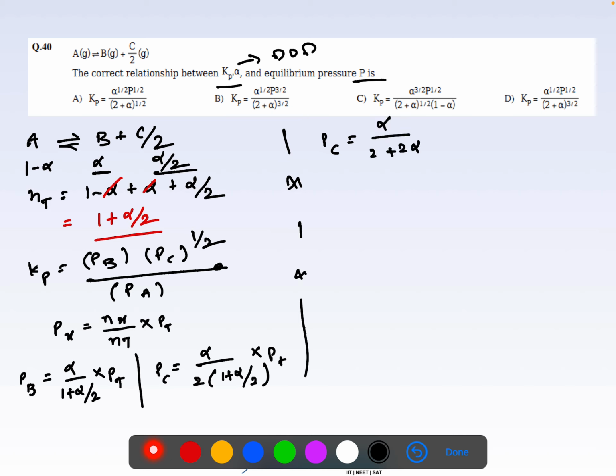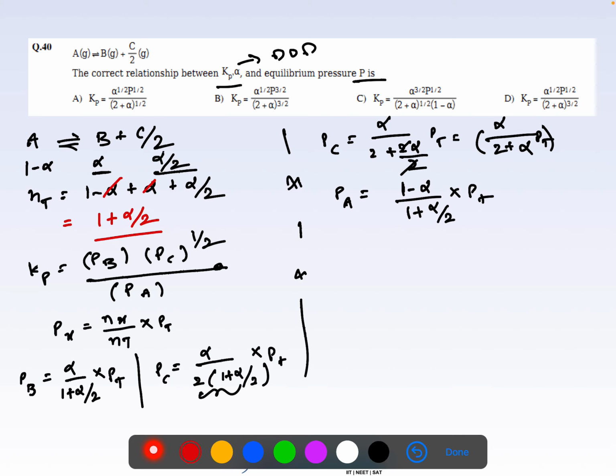plus 2 alpha by 2. So I am multiplying this and these two get cancelled. P total is here. So finally I get alpha by 2 plus alpha into P total. And the partial pressure of A will be equal to 1 minus alpha divided by 1 plus alpha by 2 into P total. Now we have got the partial pressure of B, the partial pressure of C, and the partial pressure of A.